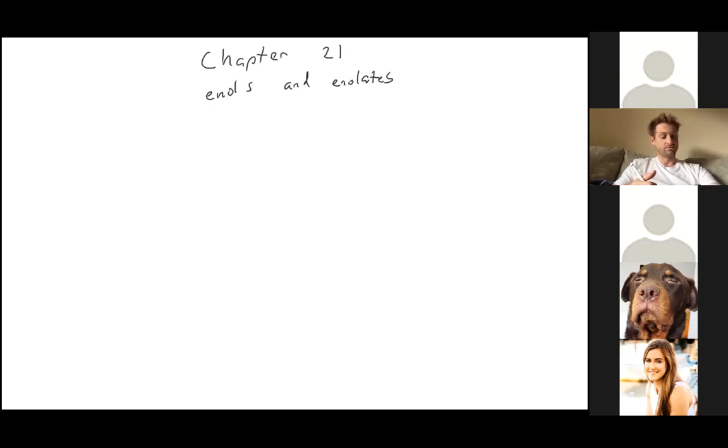So there's two different ways. Well, it's making an enol versus making an enolate. If we add in a strong base with a ketone or an aldehyde, and we can just use NaOH for this, we'll be able to pull off this proton here.